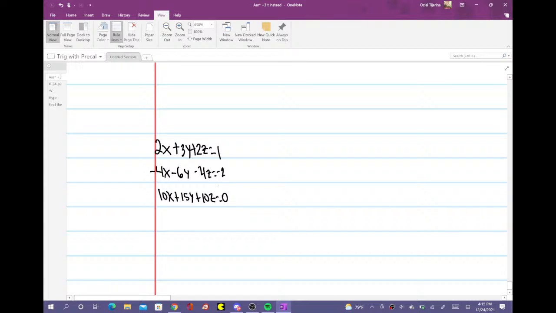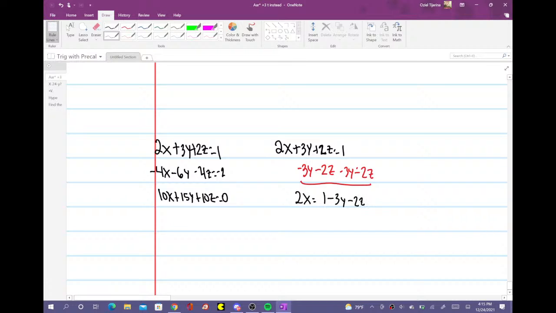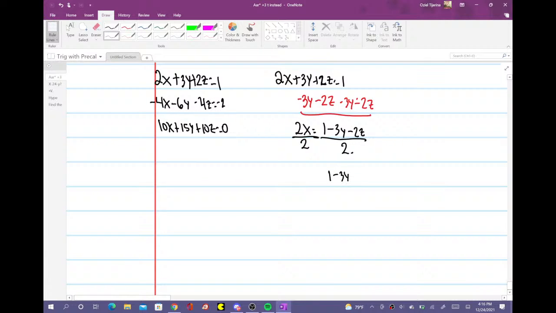So basically what we're going to do here, I want to do this by substitution. We have 2x plus 3y plus 2z equals 1, and let's solve for x, okay? So we have minus 3y minus 2z on both sides. So we have 2x equals 1 minus 3y minus 2z, and divide all over 2. So we have x equals 1 minus 3y over 2 minus z. So let this be new equation 1, right?